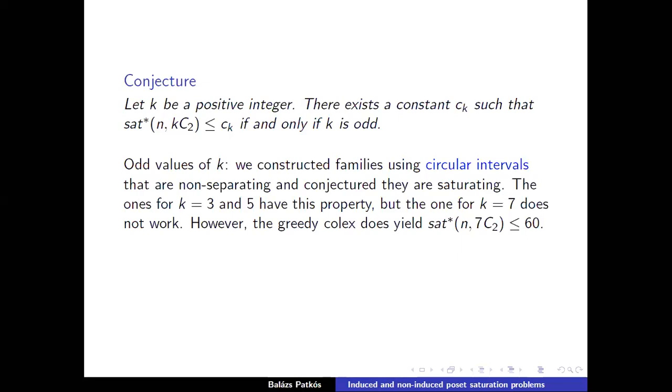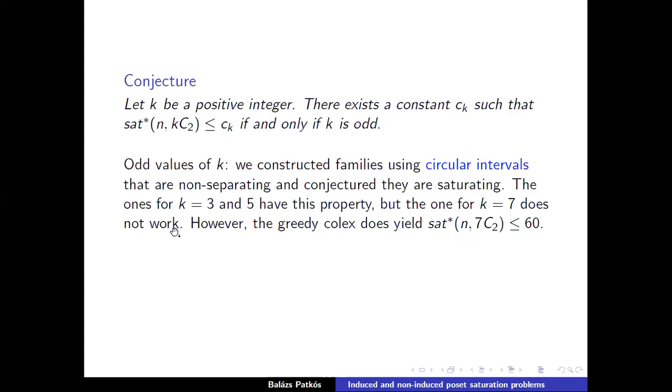The construction involved circular intervals. Instead of looking at the elements 1 to n as an interval, we close the interval and get the circle, so n was a neighbor of 1 and so on. Then we have the circular intervals, consecutive integers. Using these, we managed to come up with a non-separating family, and we conjectured that if we pick every parameter appropriately, this is going to be saturating for this KC2 poset.